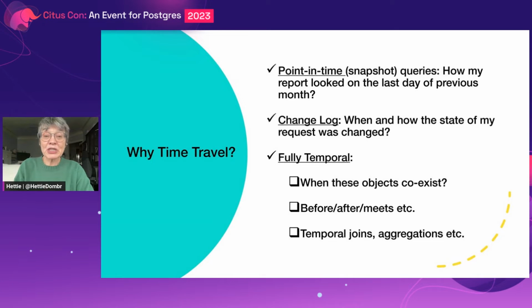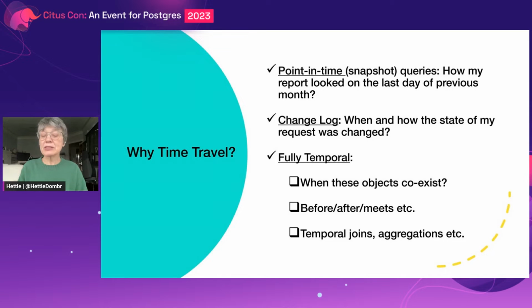The second type is change log. So I have my request and it got changed overnight. It looks different. When was it changed, what was it before, how was it changed? I want to go to the change log and see what happened with it.